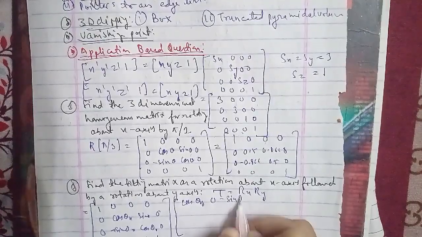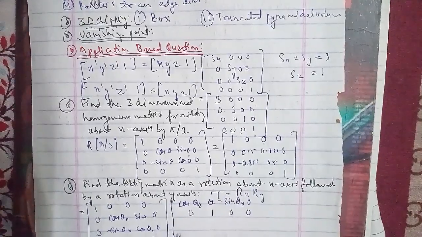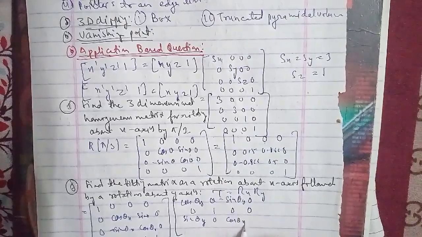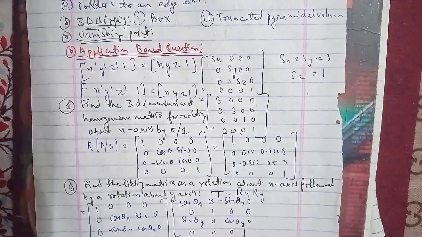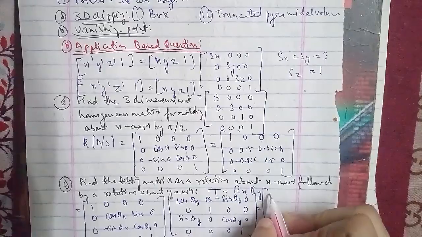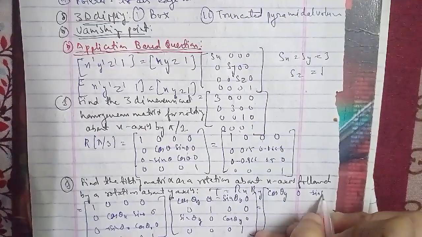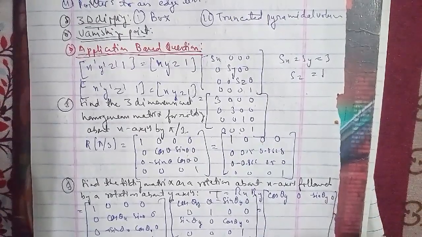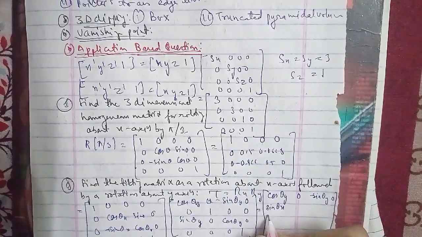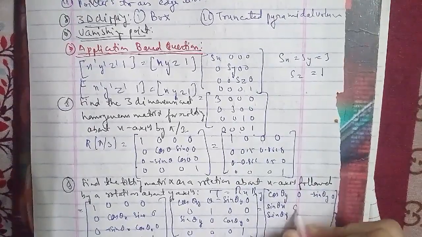In the second row we find sin theta x sin theta y, cos theta x, and then sin theta x cos theta y, then 0. The third row is cos theta x sin theta y, then minus sin theta x, then cos theta x cos theta y, then 0. Then we have 0 0 0 and 1. So this is the matrix that we find. Let's go ahead with the other question.